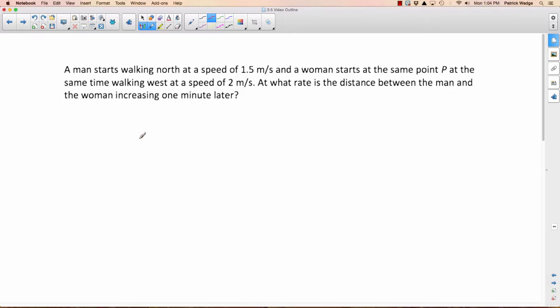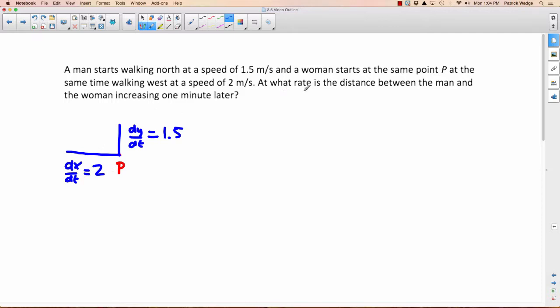So let's picture this. We have our point P, and we have a man walking north. Let's call that direction y, since it's kind of an up-down direction, right? So we know the rate that he's moving, dy/dt, is 1.5 meters per second. Now, the other person is walking west, and they're going 2 meters per second. So let's call this dx/dt. This is a rate, so it is 2.